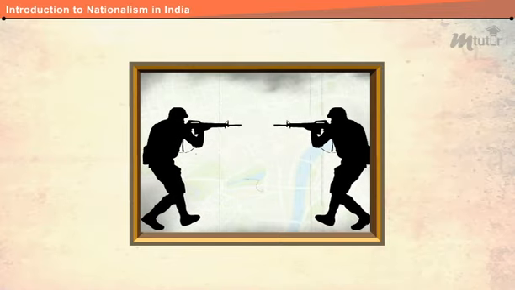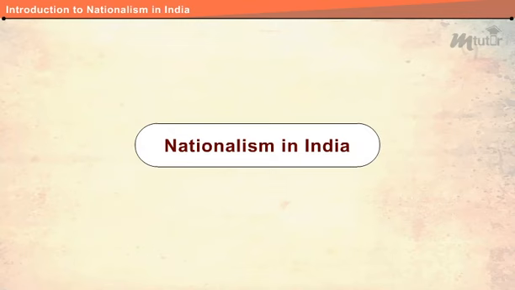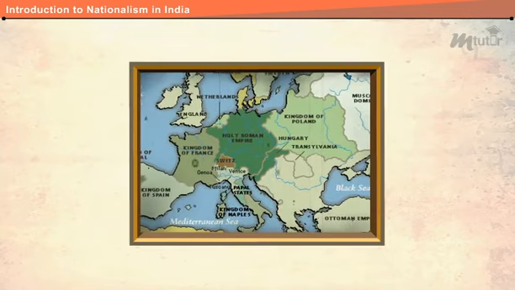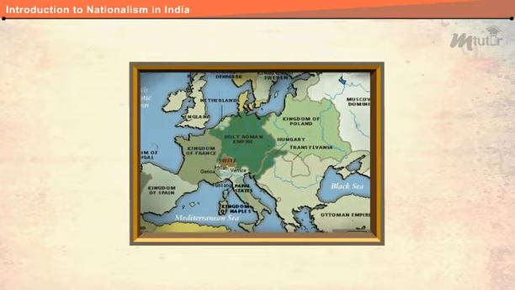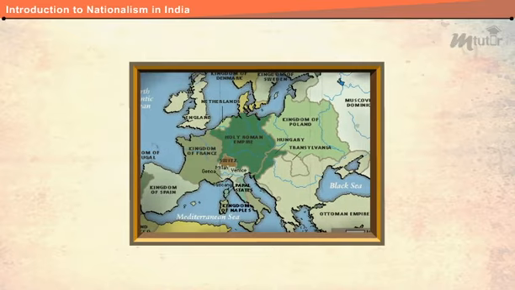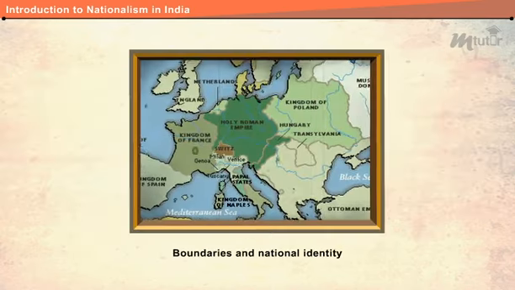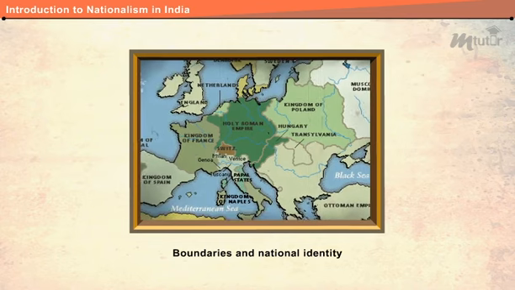Now, let's start our lesson to know how nationalism started in India. Earlier, nationalism in Europe was started by forming nation-states and changed people's perception of their own identity. Each community has its new symbols, songs, and ideas that define its boundaries and national identity.